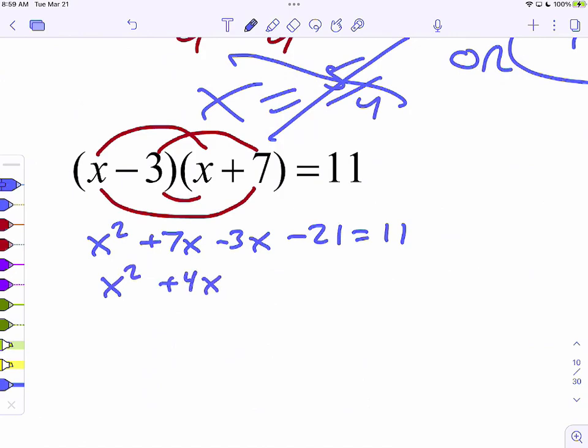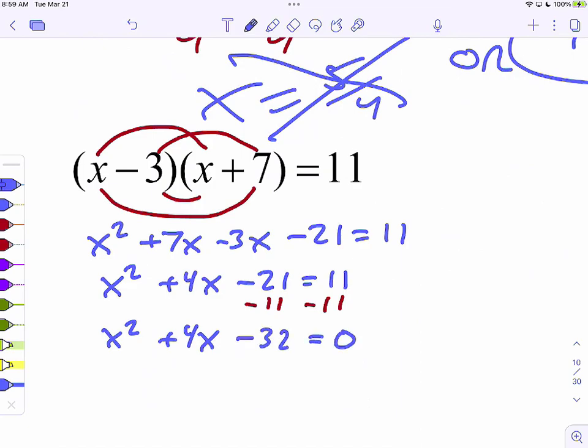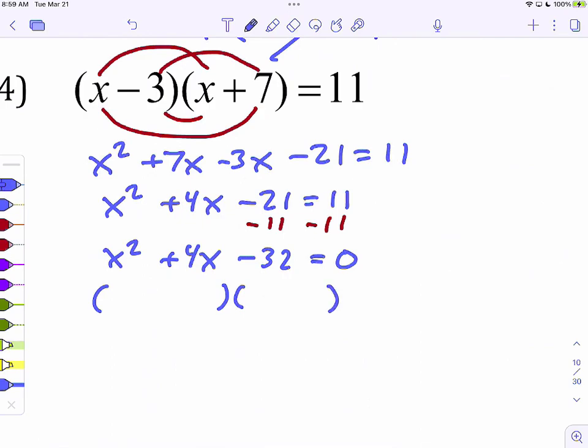So this is just me doing FOIL. Just multiplying binomial times binomial, that's FOIL. Then I'm moving over this 11, because now I can move it over and it doesn't seem unusual. And then I have to factor this. Why don't you see if you can finish this problem now?